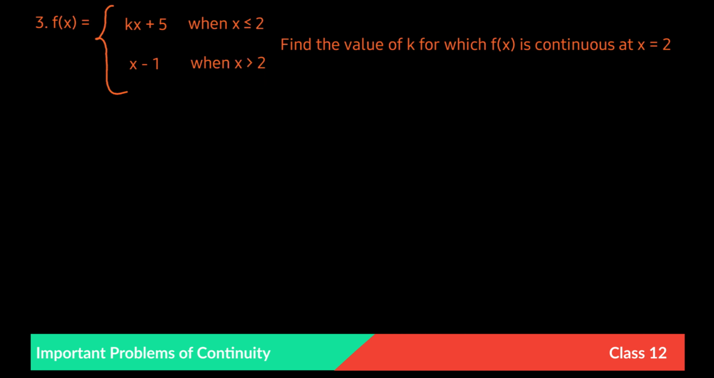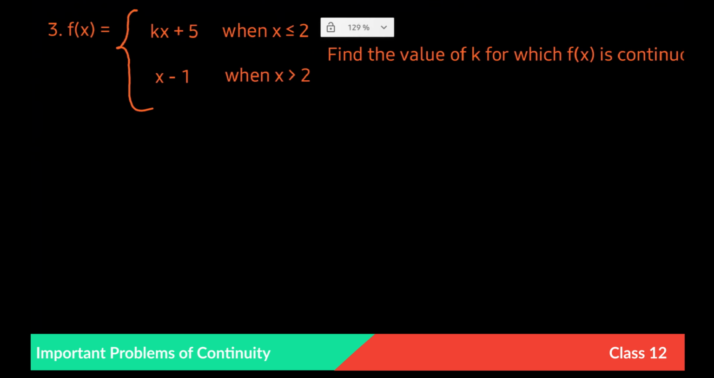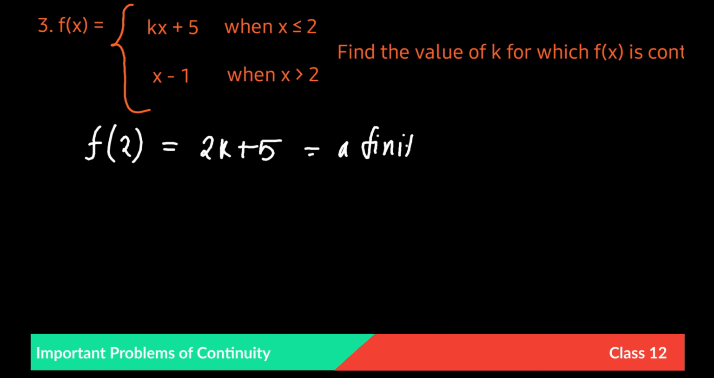So here it is told that f(x) will be continuous at x equals 2. Then what is the value of k? Okay, so here at first write f of 2. Since here x is less than or equal to 2, that means we will take this function. So in the place of x we will put 2, that is 2k plus 5. So it is a finite quantity, obviously.